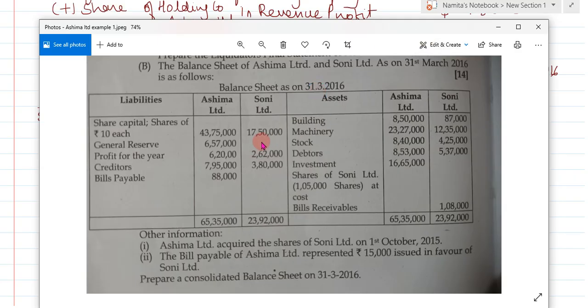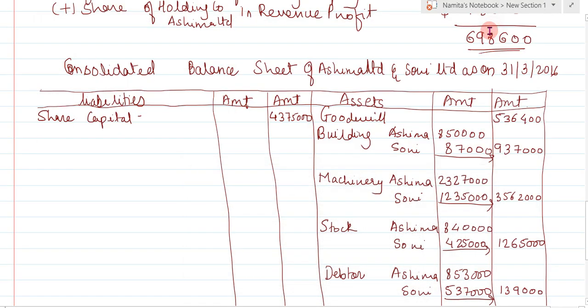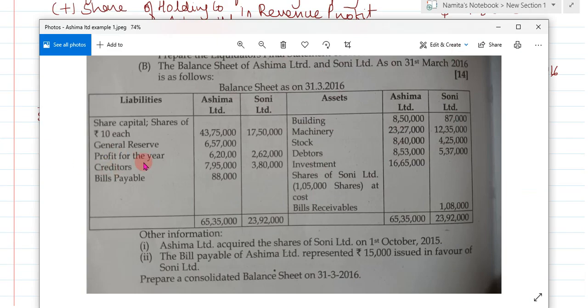Okay, Sony Limited is not given, so that's why we are not considering that. So Anshima Limited is 6,57,000 general reserves. 6,57,000. After that is profit for the year.